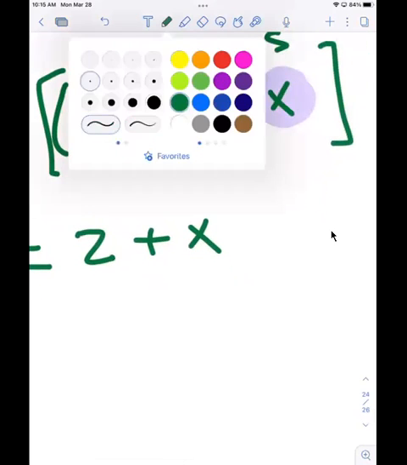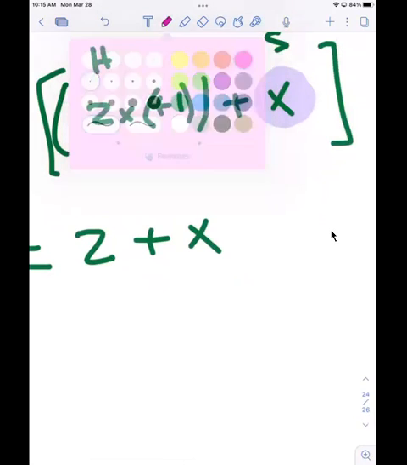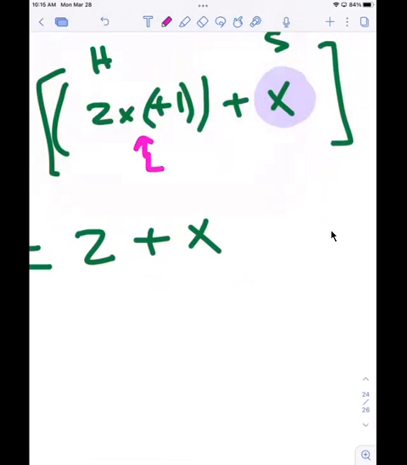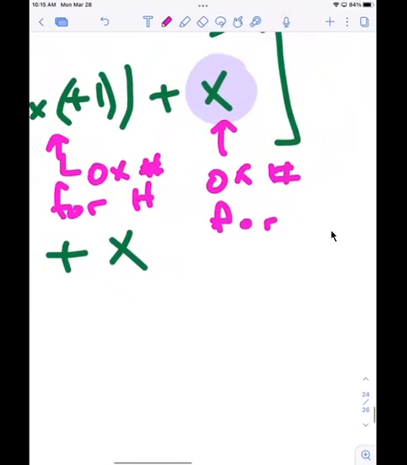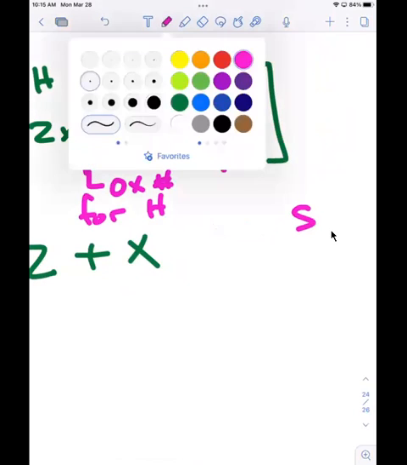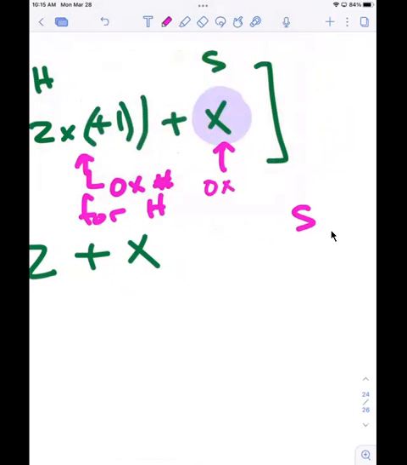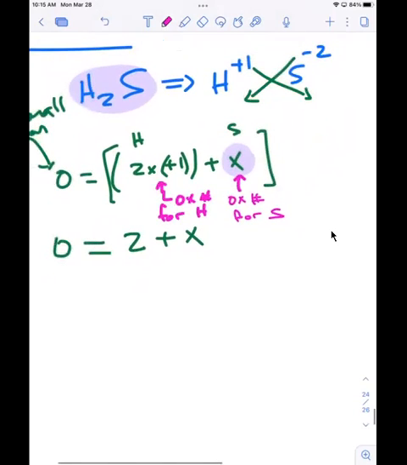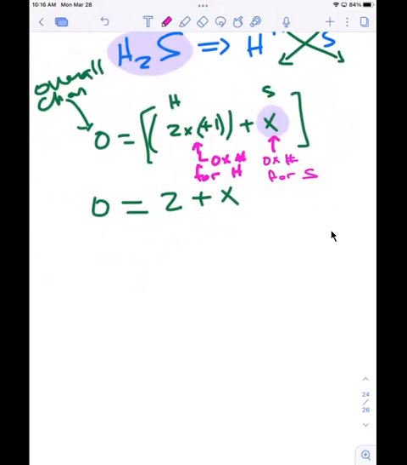So this is the oxidation number. Let me make sure we're clear on everything that's being represented here. This is the oxidation number for hydrogen, and this is the oxidation number for sulfur. Let me clean that up a little bit. Get a little thinner pen. All right. So now we can just solve for X.